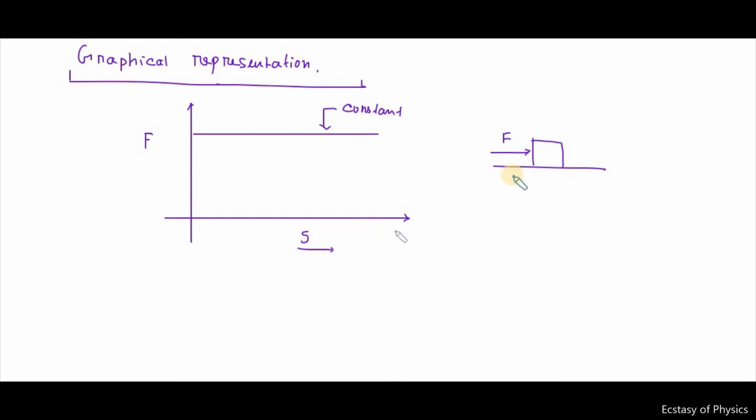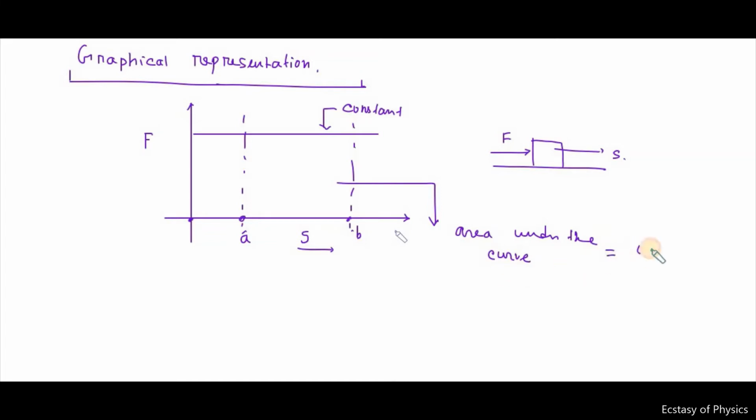Now due to this constant force, what is the work done? Suppose I want to find out the work done when the displacement is from point A to point B. To define the work done, we have to find the area under the curve. Specifically, the area under the curve of the force-displacement graph represents the work done.